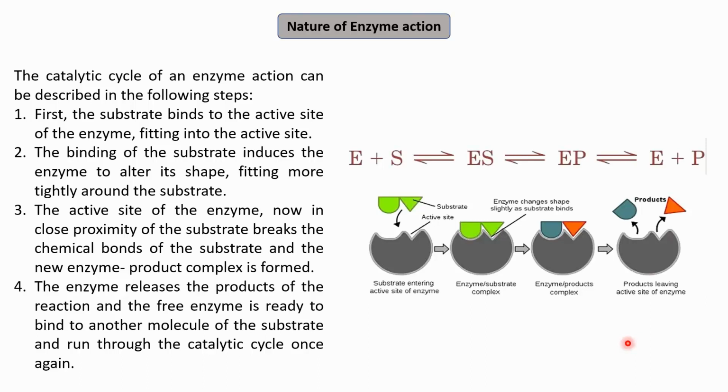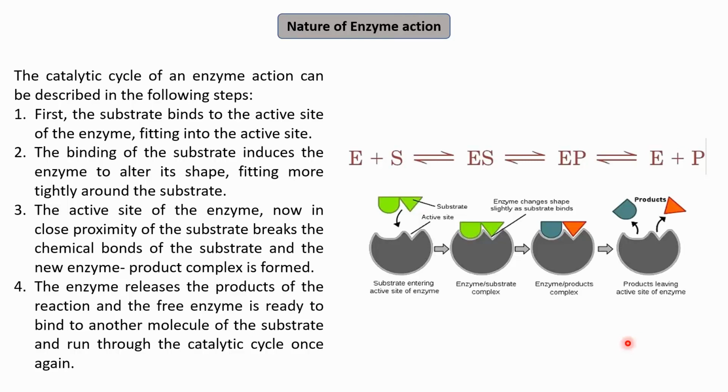So one of the important properties of the enzyme or any catalyst is that they are not used up in the reaction. Once the cycle is complete, we can reuse the catalyst or the enzyme again for another molecule of the substrate. So this is how the enzyme functions.